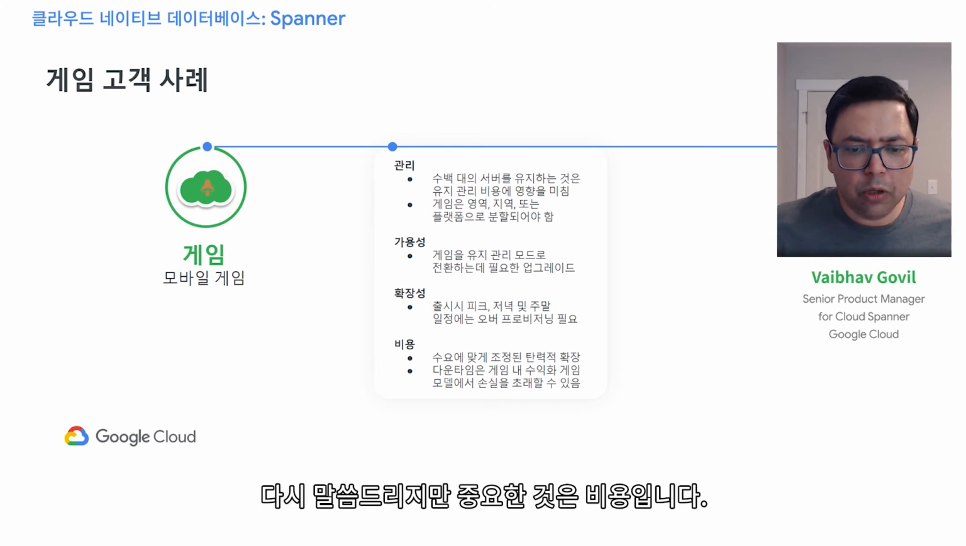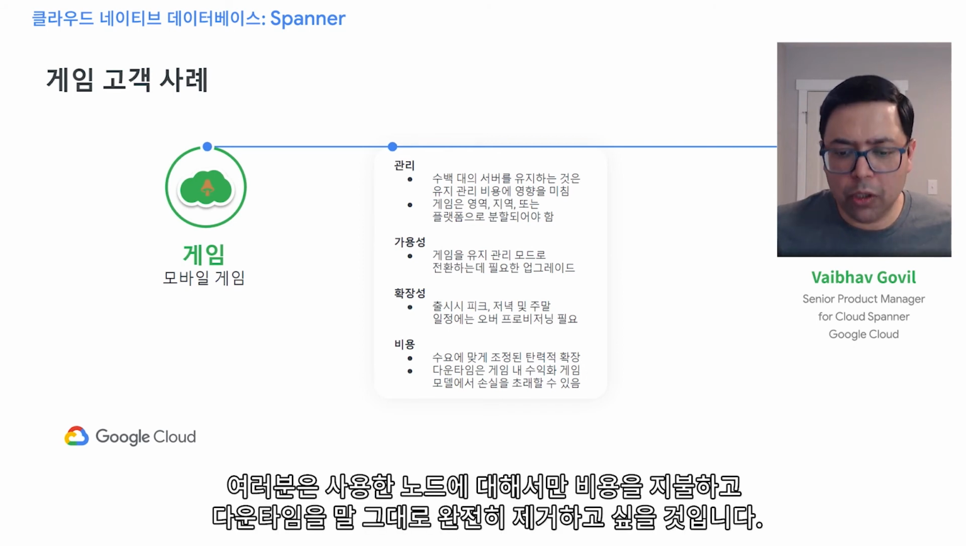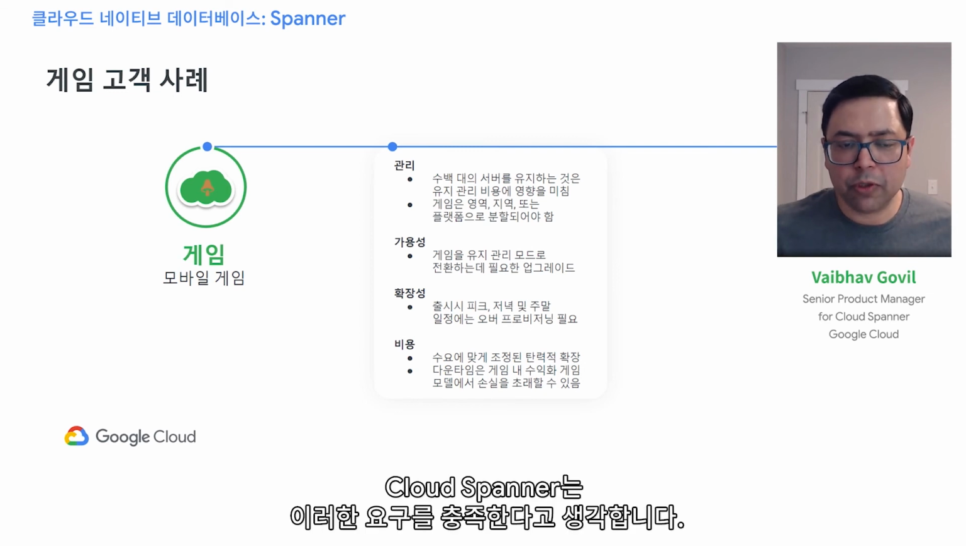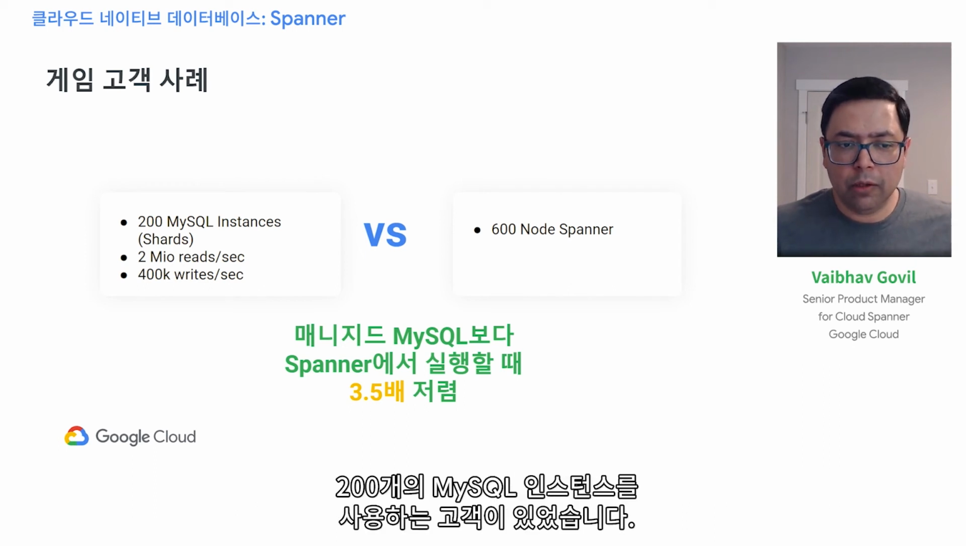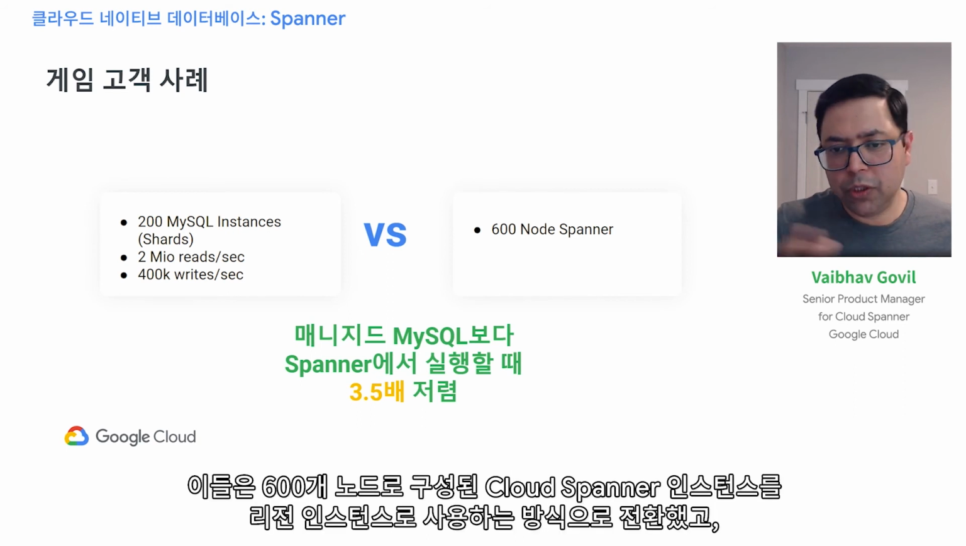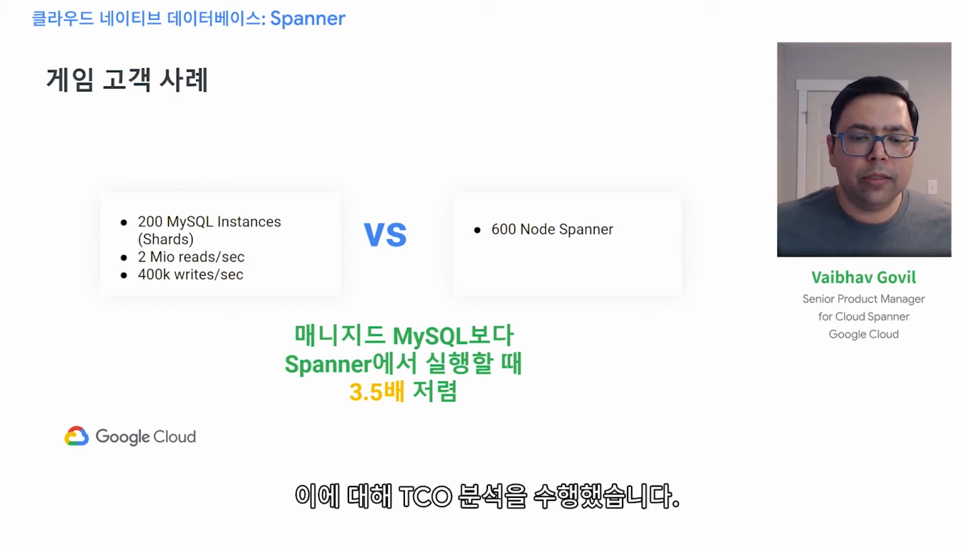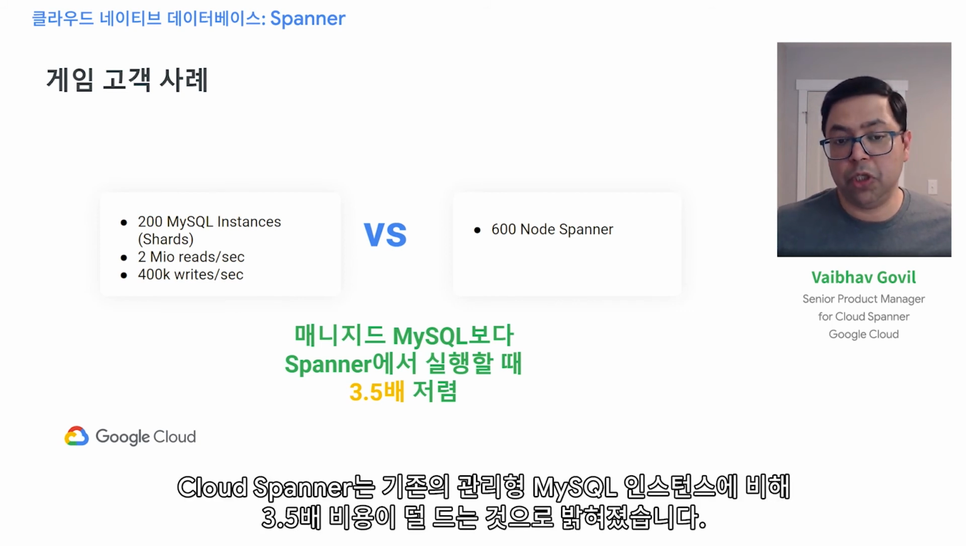And again, cost is an important thing. You want to be paying for what you are using, and there's literally no downtime. So I think Spanner works really well. In fact, in this particular customer case, there was a customer who was using 200 MySQL instances, which required 2 million reads per second, 400 writes per second, and they were doing that themselves. They switched to using a 600 node Spanner instance, a regional Spanner instance in this case. And we did the TCO analysis with them. Spanner came out to be 3.5 times cheaper than the managed MySQL instance which they were using.